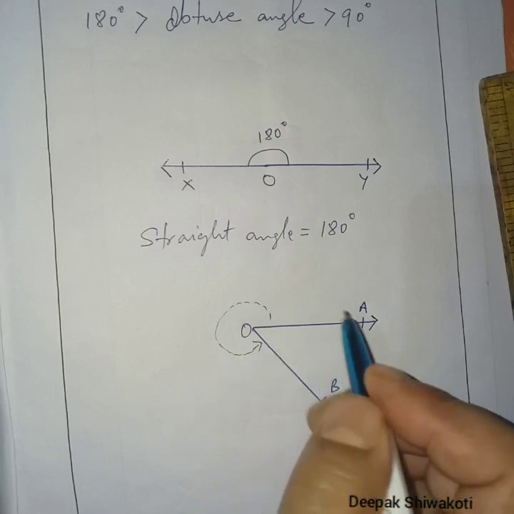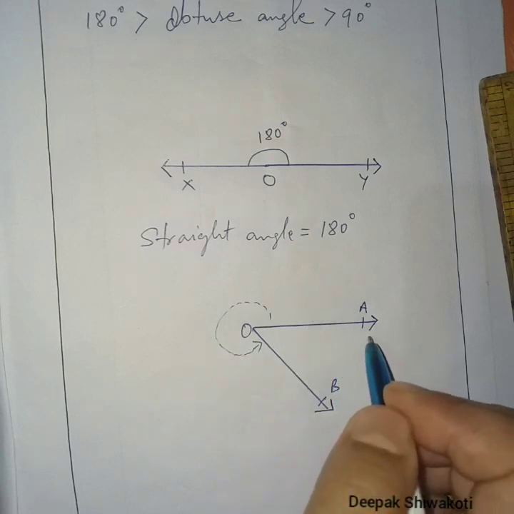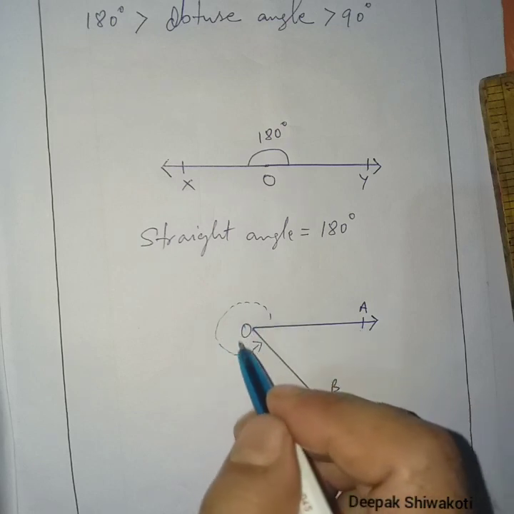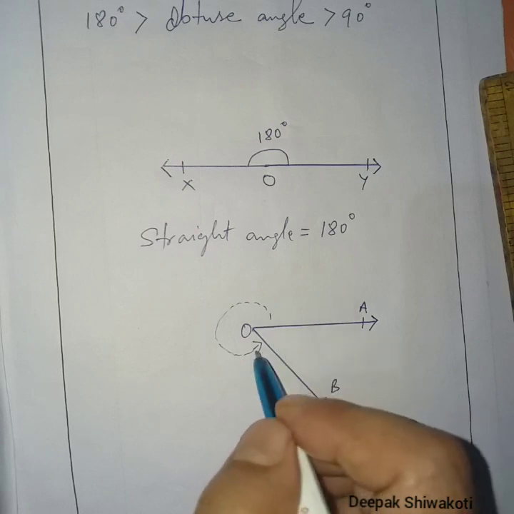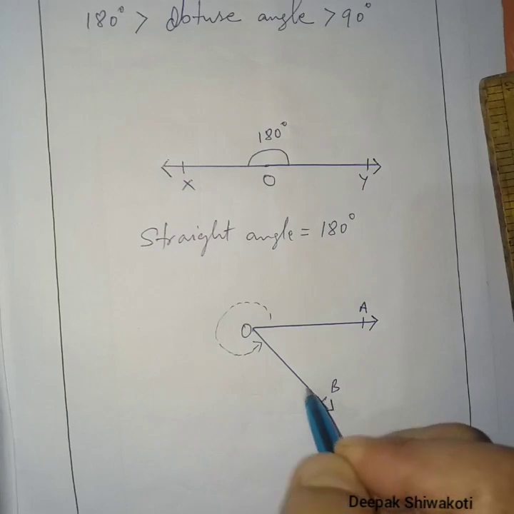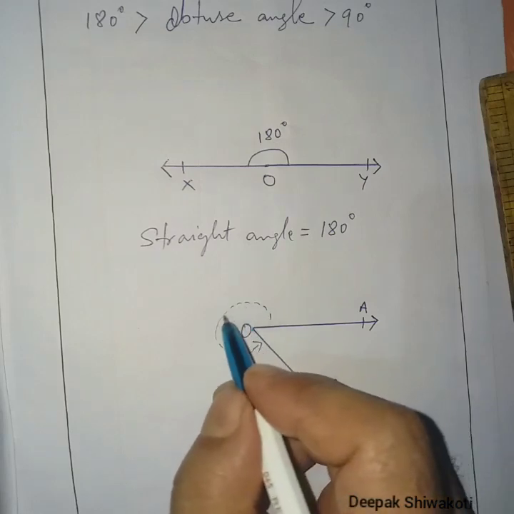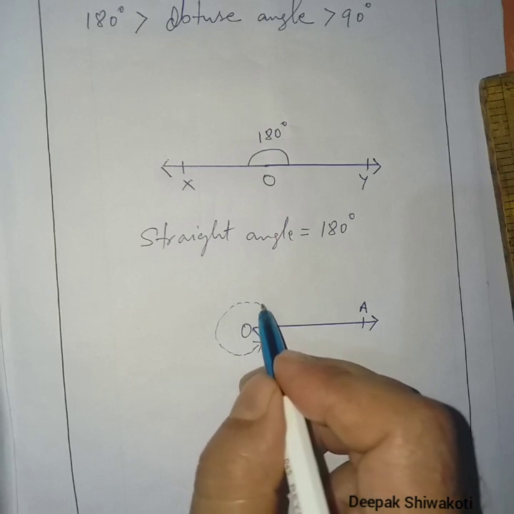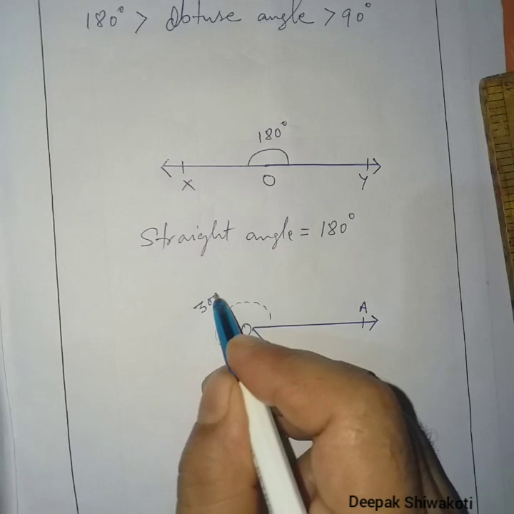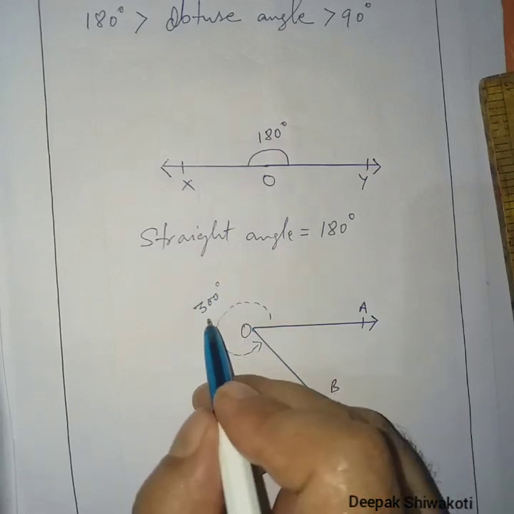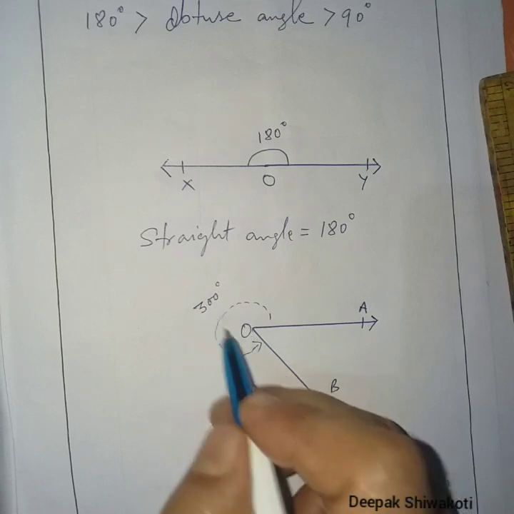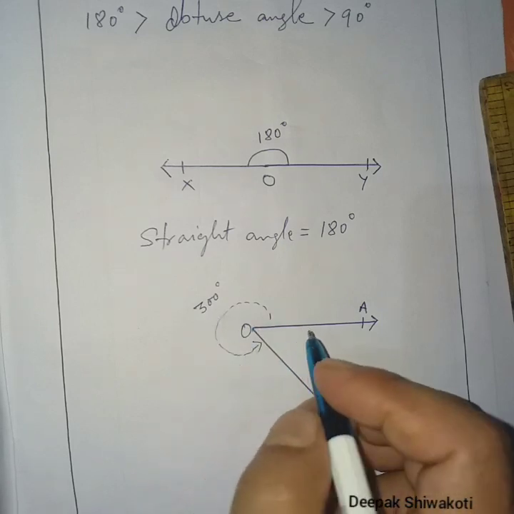Like in clock, you can see the minute hand and hour hand moves or rotates. In the same manner, here I am showing you. So the angle made by the ray OB, as it moves towards this side, the angle made by the ray is suppose 300 degree. So which is less than 360 degree and more than 180 degree. So such kind of angle is called as reflex angle.